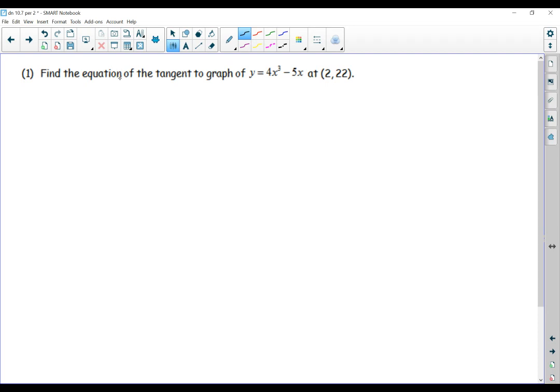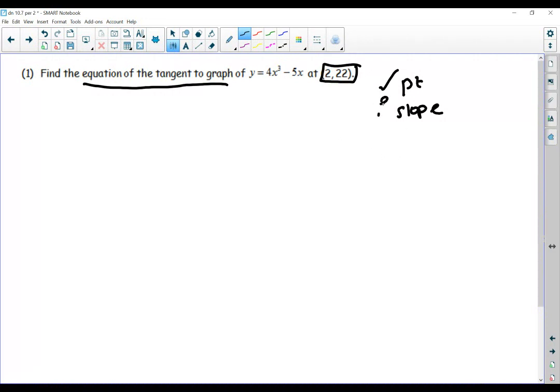This first one, find the equation of the tangent line to the graph of y equals 4x cubed minus 5x at the point (2, 22). So anytime I see write the equation of the tangent line, I'm thinking to myself, what do I need for the equation of a line? I need a point and I need a slope. So these are like, do I have my information? So I have my point right here. Do I have my slope?